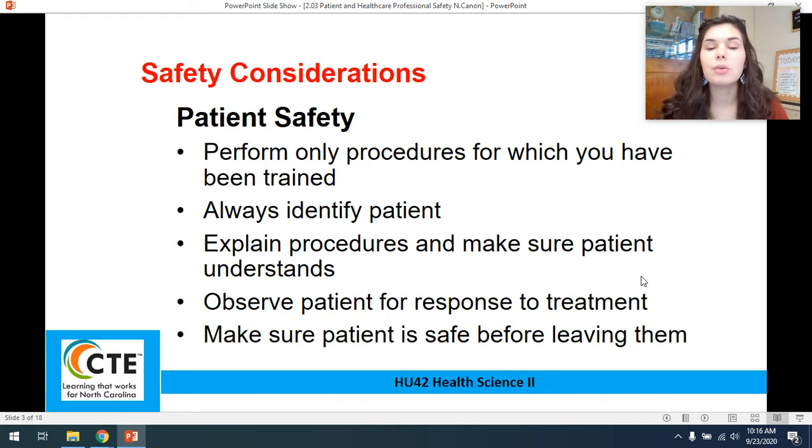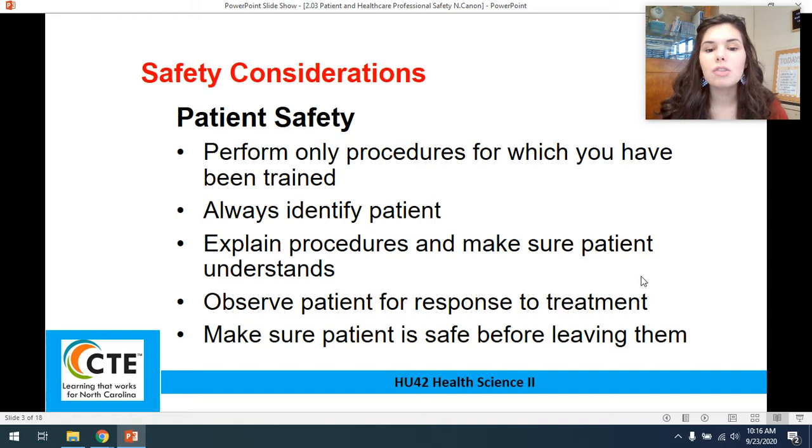The next thing you're going to do is observe the patient for response to the treatment. So after maybe you have given them some type of medication or maybe they've had a blood transfusion, it's always really important that you closely monitor that patient and keep an eye on them to make sure that they don't have any negative responses to whatever the treatment was, that they don't have an allergic reaction or that they aren't starting to show symptoms of something else.